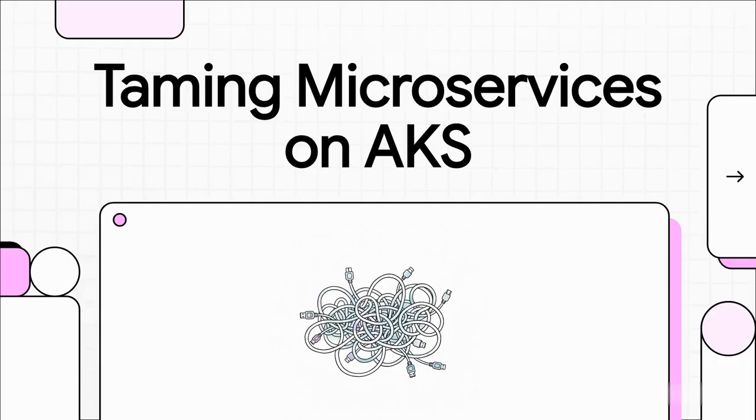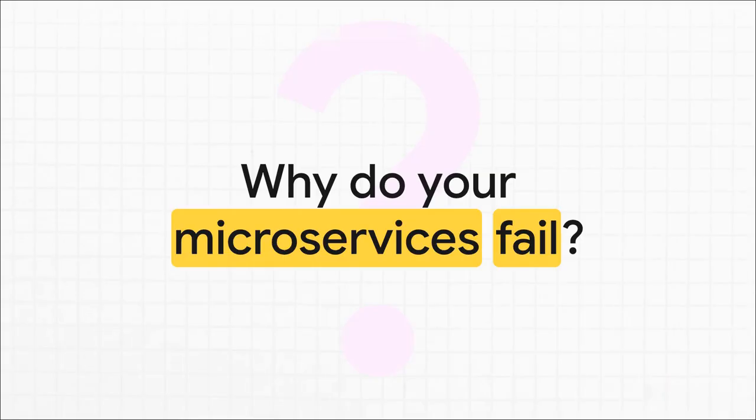So you're running microservices on Azure Kubernetes Service, or AKS, right? And if you are, you know just how fast things can get, well, chaotic. Today, we're going to talk about exactly how to tame that chaos. It's the one question that probably keeps architects and SREs up at night.